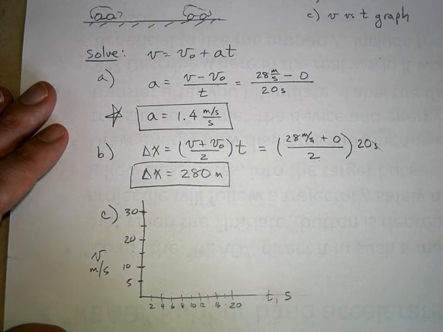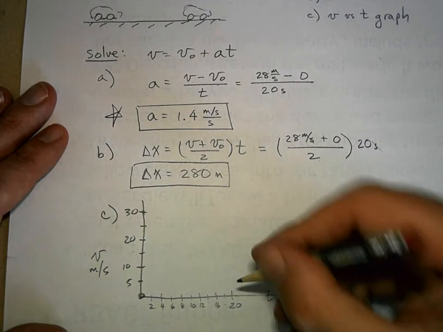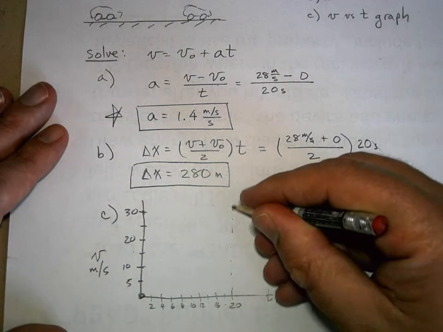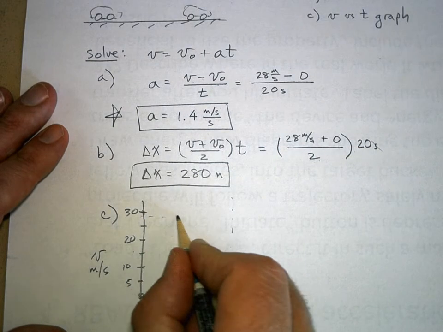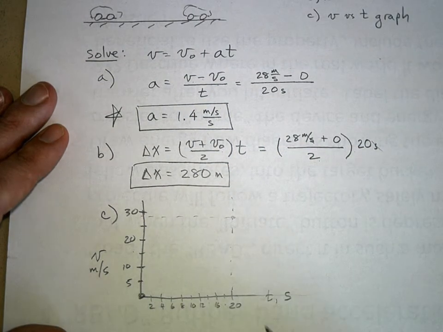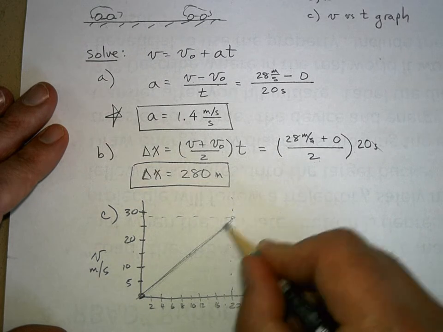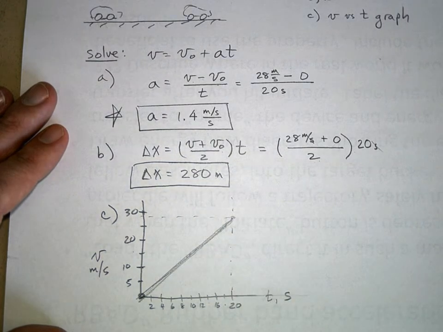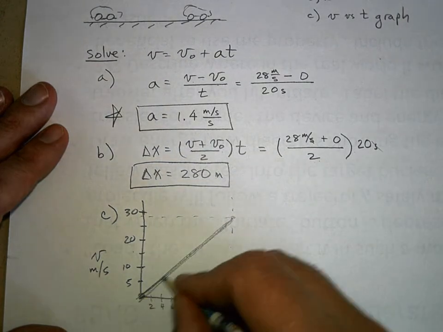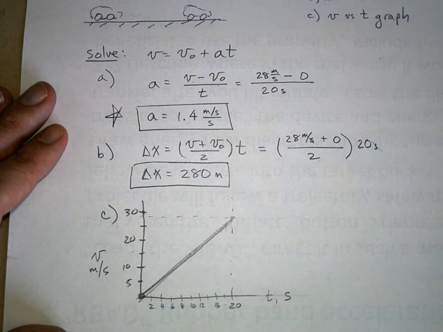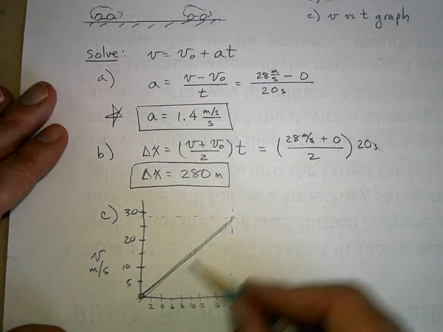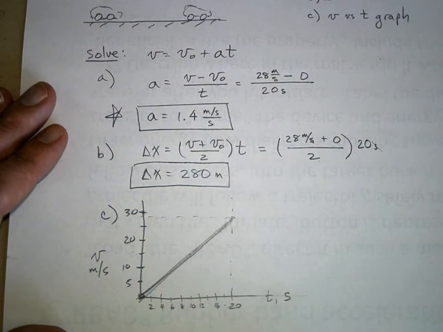Now, I know my starting velocity is right here. And I know what my final velocity is at 20 seconds. It's going to be 28 meters per second. And I just need to connect those dots, and there's my velocity versus time graph. I know what the slope is. It's 1.4 meters per second every second.